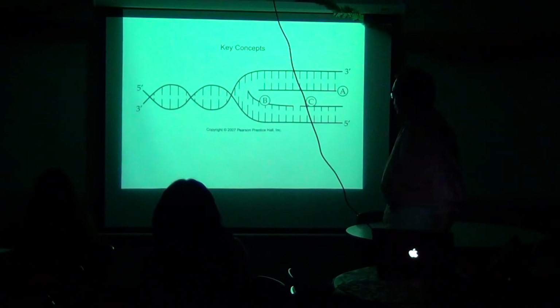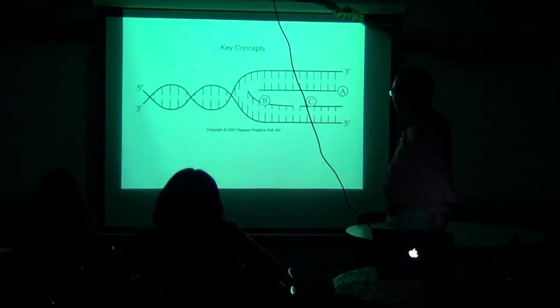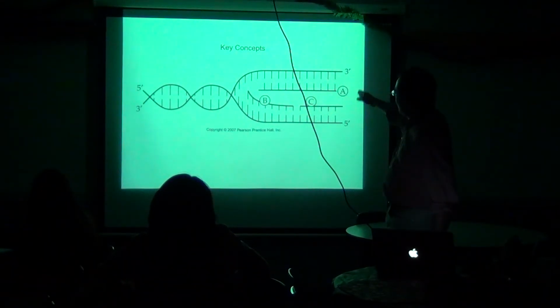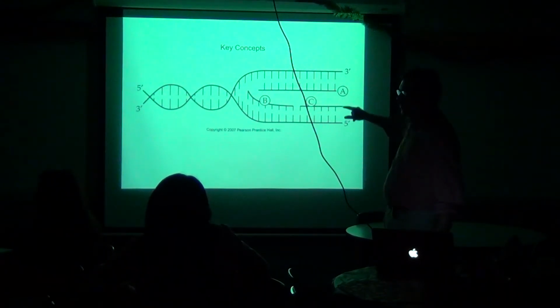Okay, we learned about the replication fork, right? This is a picture of a replication fork. Which is the leading strand, or the continuously synthesized strand? Is it the top one or the bottom one? Is it A? A is leading. What are B and C? Lagging strand. And what do we call those fragments?